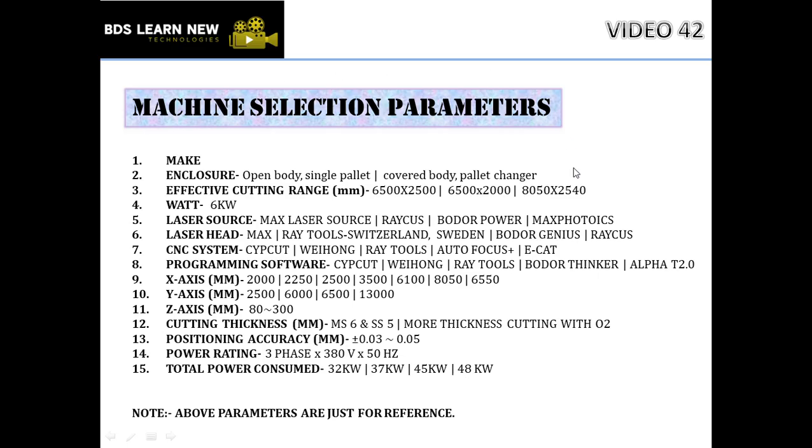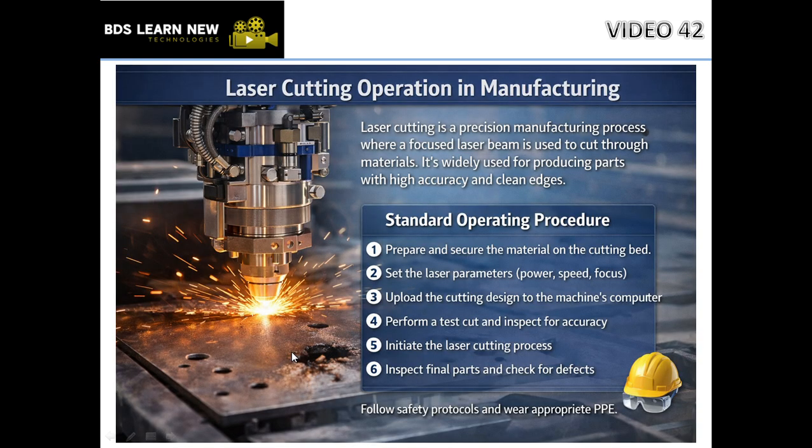So you can select the machine from these parameters, or if you want to purchase, then you can contact the suppliers as per these parameters, right? Then laser cutting operation in manufacturing. Now laser cutting is a precision manufacturing process where a focused laser beam is used to cut through materials. It's widely used for producing parts with high accuracy and clean edges. So as you can check before, we have already given you the description of how the laser cutting operation is being done, right? So you can check the standard operating procedure from here.